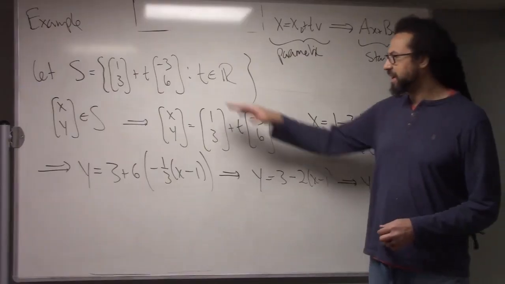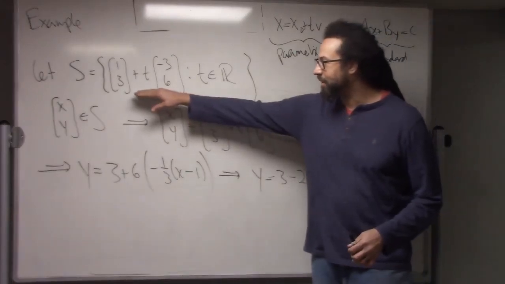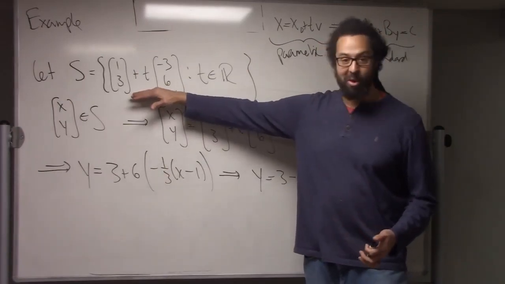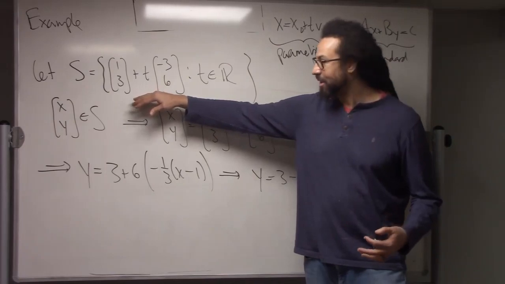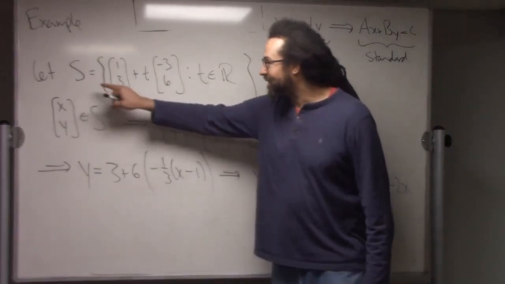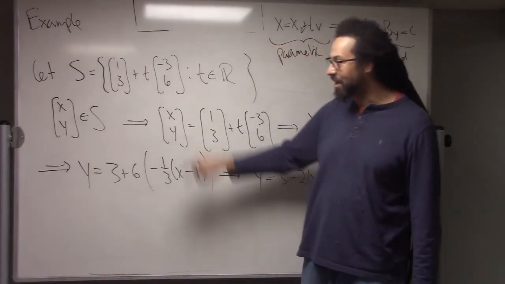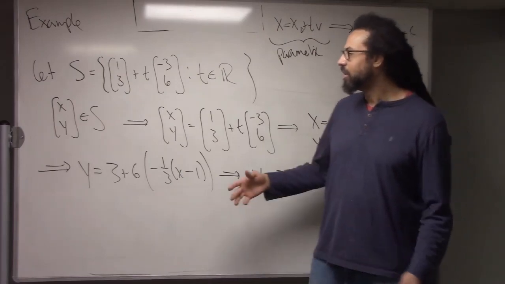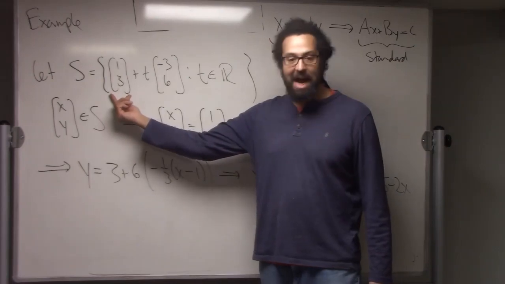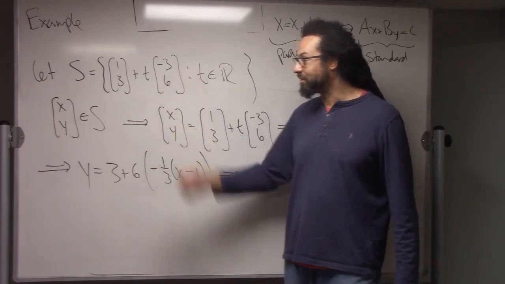All right, here's a set given in parametric form, and we want to make sure that we can identify this thing as a line. So can we describe all of the points in here, or all of the vectors, in the usual standard form? So we'll let S be the set of all vectors of the form (1, 3) plus t times (-3, 6). So maybe we can see that (1, 3) is a point on the line, if we believe it's a line, and that the direction vector is (-3, 6).